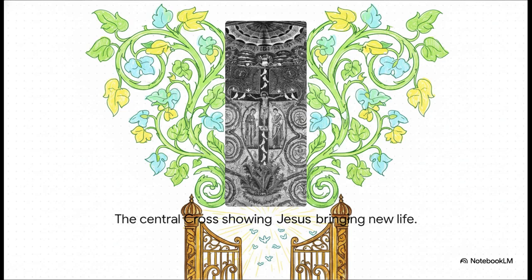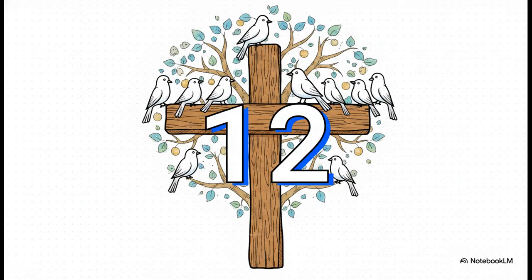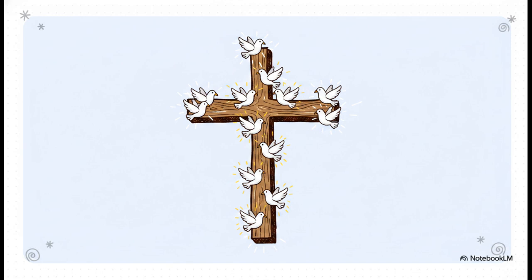Because Jesus died and rose again, he effectively unlocked the gates of heaven, letting all that life flow out into the entire world. Now pay really close attention to the number 12 right on the cross. A pro tip for your revision. Whenever you spot the number 12 in Christian art, your brain should immediately jump to some very specific biblical references. In this case, that number 12 is represented by those white birds or doves resting right on the wood.